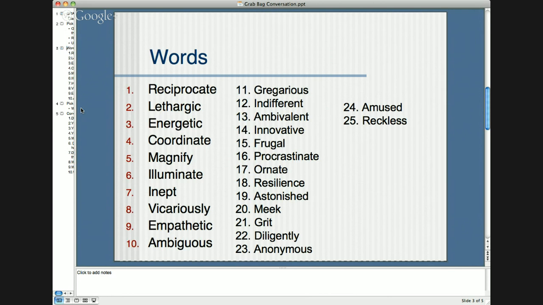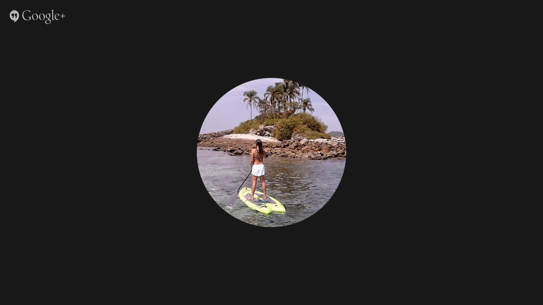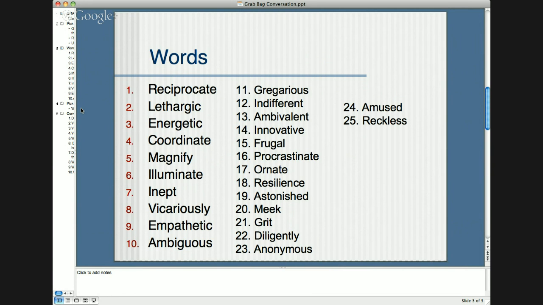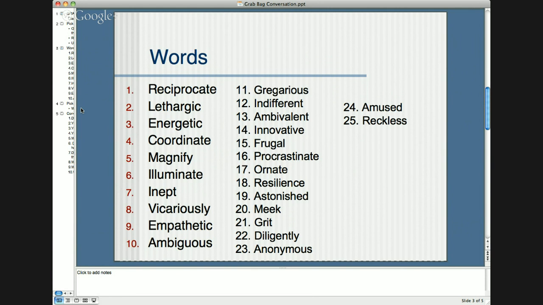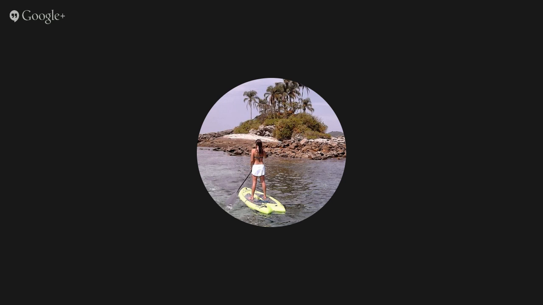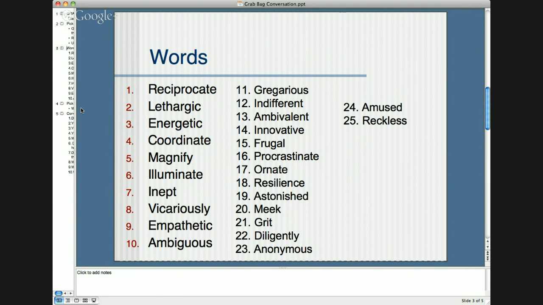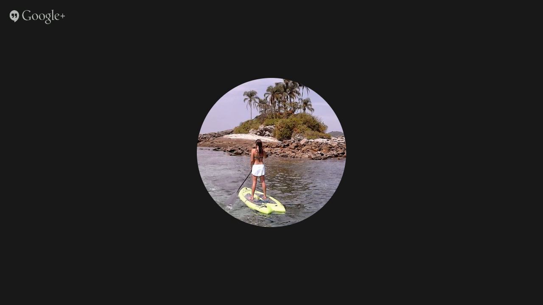Magnify. Good. What part of speech is that? Excuse me? What did you say? I said, what part of speech is that? It's okay if you don't know. You can find it when we do the definition. I said part of speech. I didn't fully get it. I didn't fully understand it. I didn't know that magnify was a part of speech.